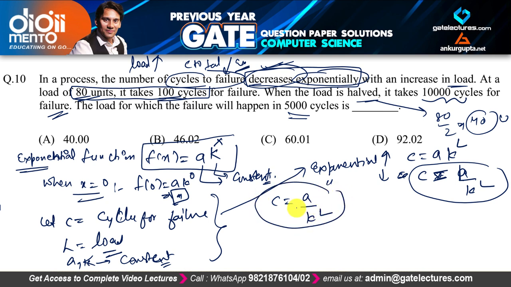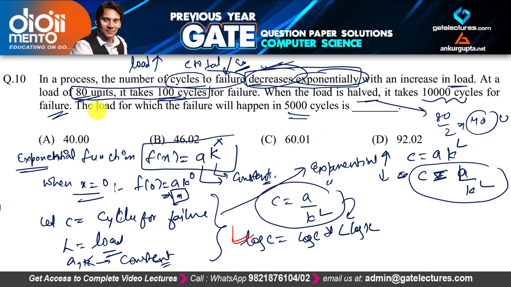Now to solve this equation, take log on both sides. So it can be written as log C is equal to log A minus L log K. You can find it out by using the formulas of logarithms. Now we know this value and we know the original values of cycles to failure, so just substitute those values.